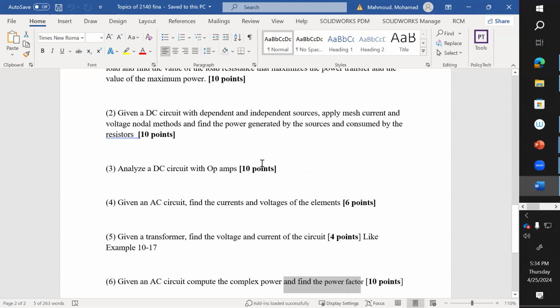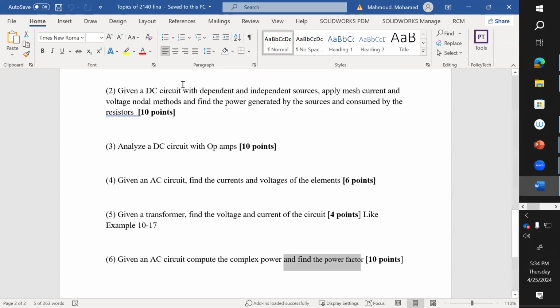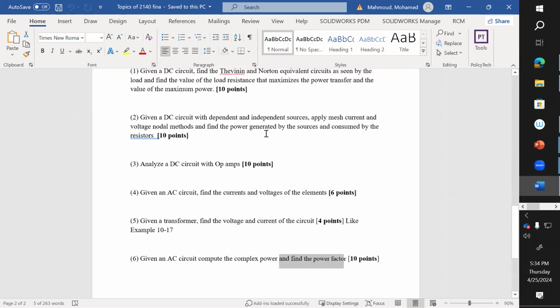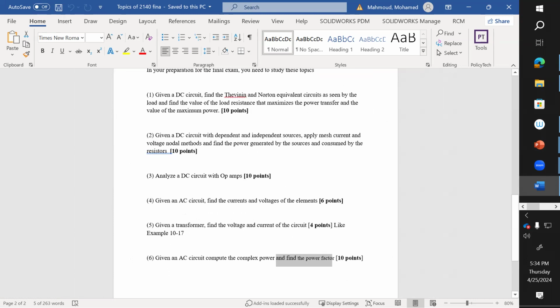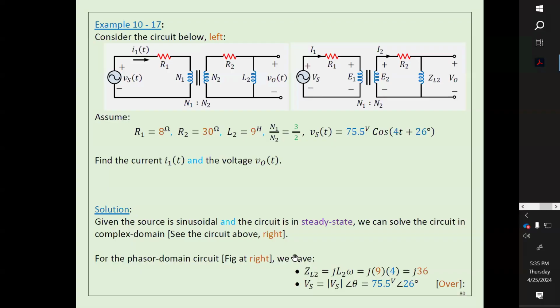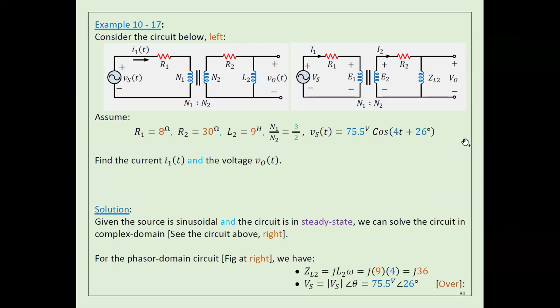Because we have some time, which part do you think I should give you an example on? This one here, Thevenin and Norton, or are you okay on all of them? Did you do the last one? Last one? Okay. I just did it, but that's okay.